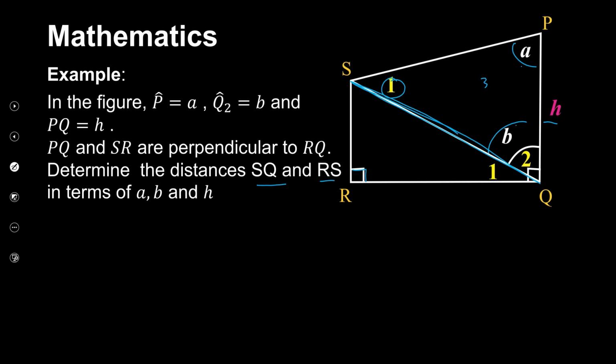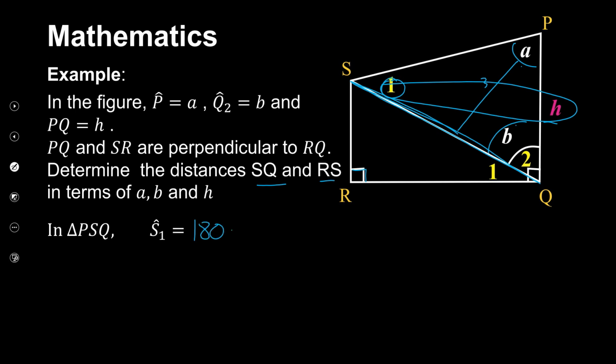Because once we've found S1, then we will have one full pair in terms of S1 and H, and we can use the sine rule with that other pair as well. So S1 is equal to 180 minus (A plus B). That's just using the three angles of a triangle.